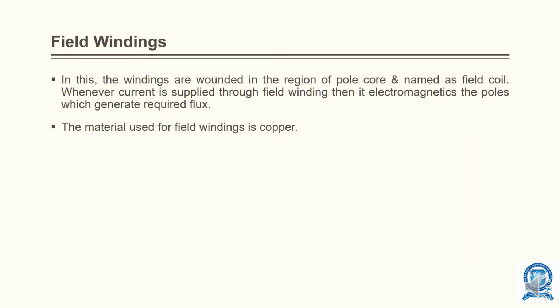The next part is the field winding. In this, the windings are wound around the pole core and named the field coil. Whenever current is supplied through the field winding, it electromagnetizes the poles, which generates the required flux. The material used for the winding is copper.